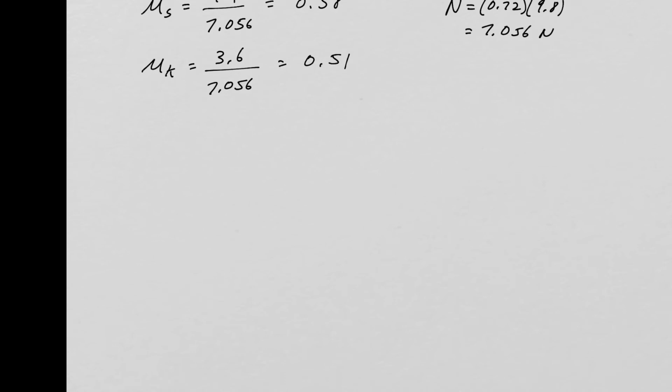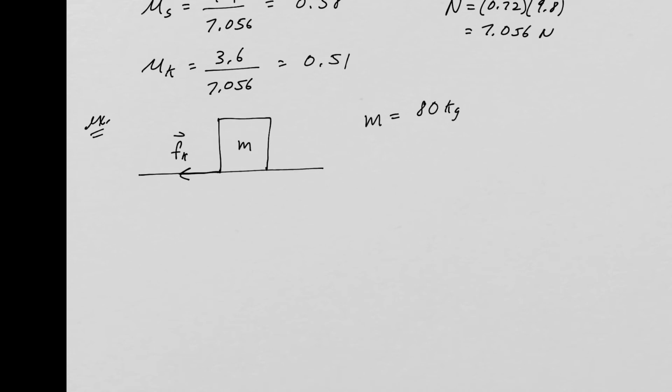Okay, here's another Newton's second law problem involving friction. Let's say we have an object with mass m, and it's moving to the right, but it's slowing down because there's just a frictional force acting on it, right? So it had some initial velocity, and now the only force acting on it is a kinetic frictional force, and it's slowing down. Let's say you're given the mass as 80 kilograms, and let's say you're given the mu k, the coefficient of kinetic friction, is 0.36. So what we want to do is we want to find the acceleration of this object, find ax.